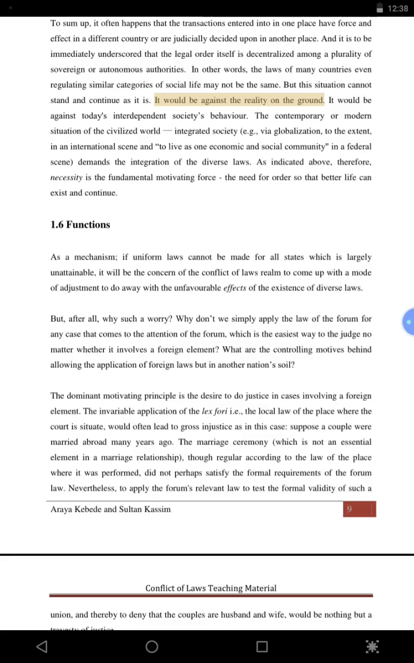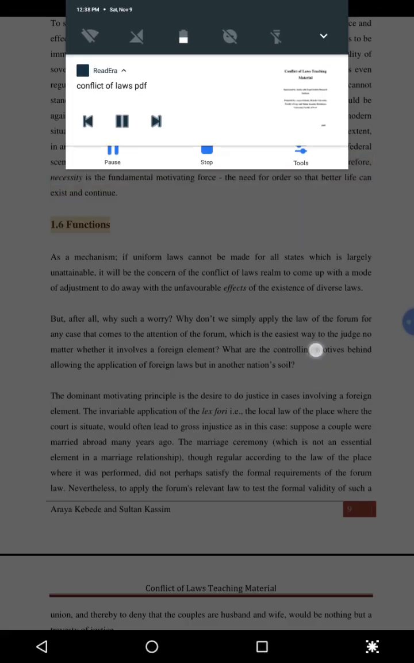It would be against the reality on the ground. It would be against today's interdependent society's behavior. The contemporary or modern situation of the civilized world, an integrated society, e.g., via globalization, to the extent, in an international scene, of living as one economic and social community, and in a federal scene, demands the integration of the diverse laws. As indicated above, therefore, necessity is the fundamental motivating force, the need for order so that a better life can exist and continue.